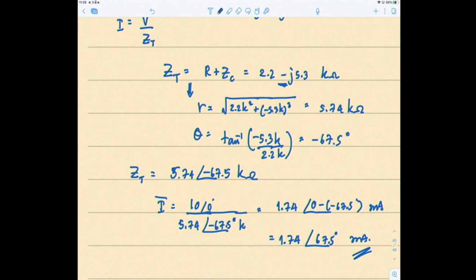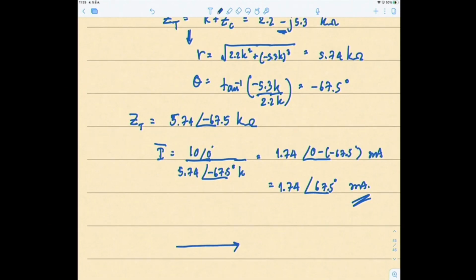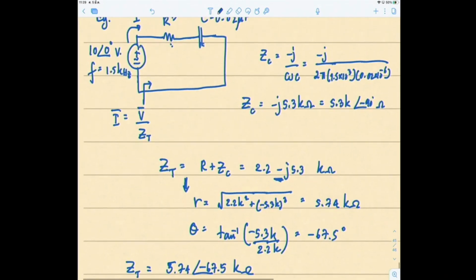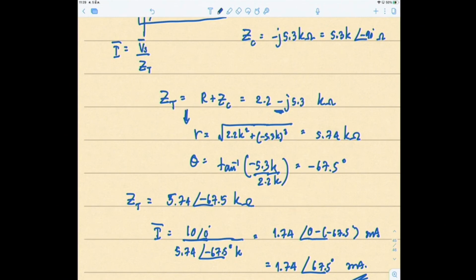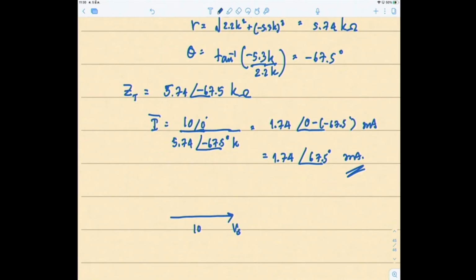If you draw a phasor diagram, this is your VS, which is 10 at 0 degrees. And the current is at 67.5 degrees. Sorry, this should be smaller because it's 1.74 milliamps. So this is your I and this is your V. You can see that since you have a capacitor in your circuit, your current leads the voltage by 67.5 degrees. That's how a simple analysis goes.